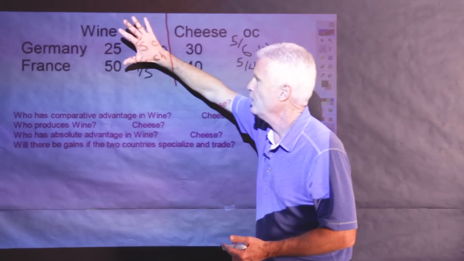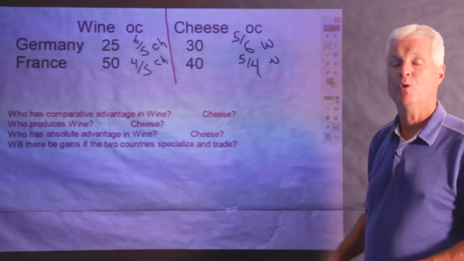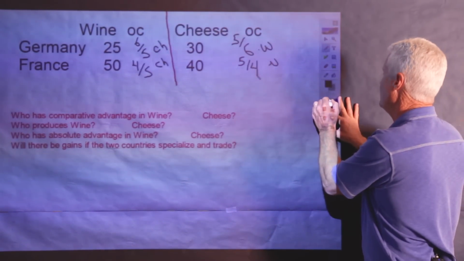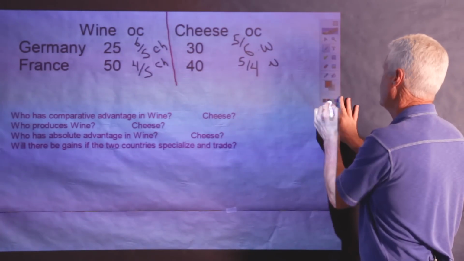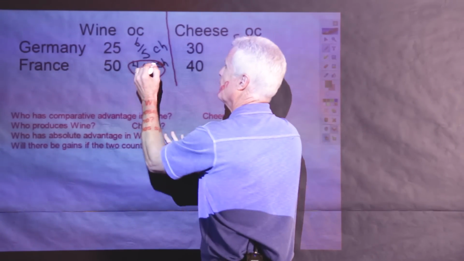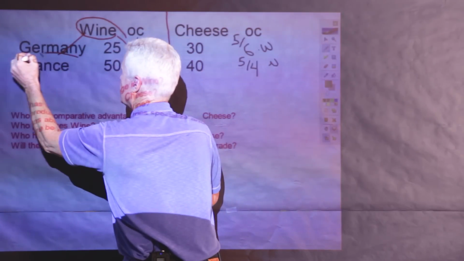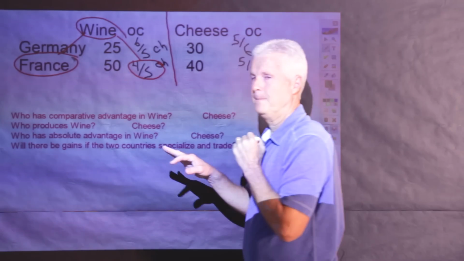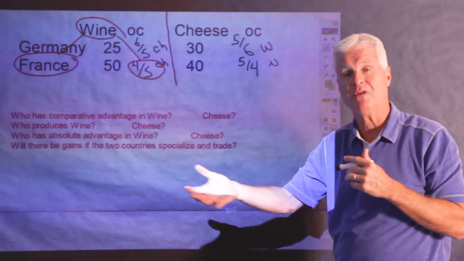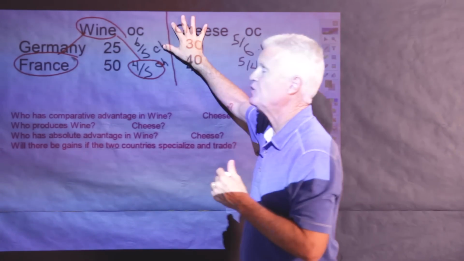So if you want to produce wine, who do you want to produce it? Well, the one with the lowest opportunity cost. The one with the lowest opportunity cost is France. So France, 4/5, is going to produce wine. Okay? Well, I said if one person has the advantage in one thing, the other person has to have the advantage in another thing. So I already know Germany's going to produce cheese.